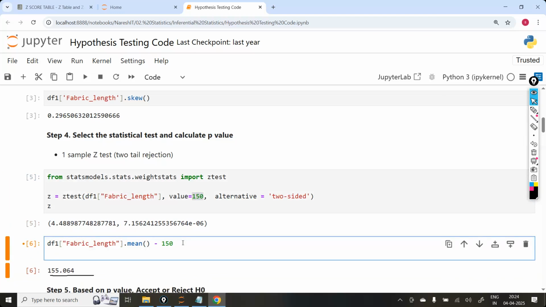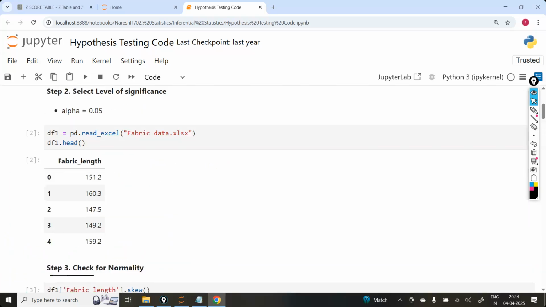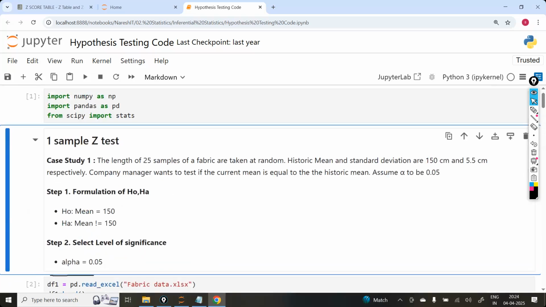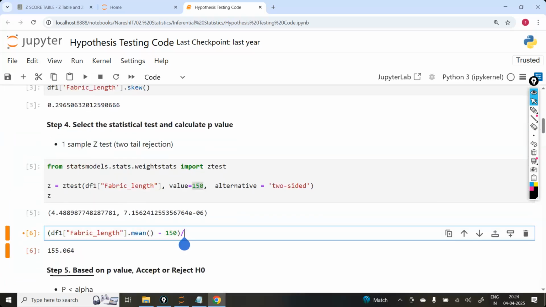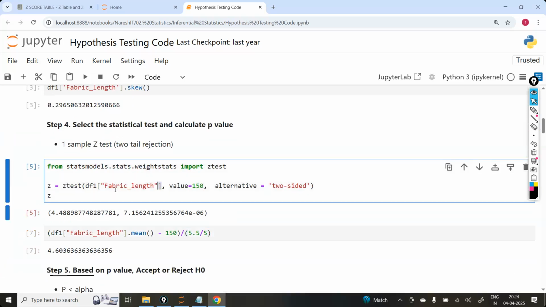Divided by. So this is the numerator. Your numerator is this one. Divide by what is the value here you are having? Population standard deviation as 5.5. Let us write the 5.5, divide by square root of 25. What is square root of 25? 5. I am writing directly like this. And what is the value you got? 4.6.